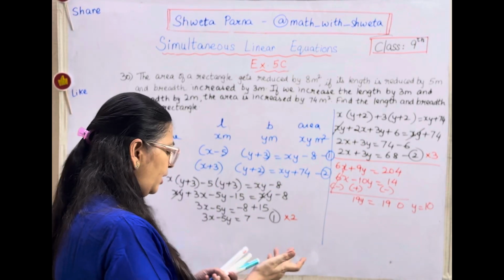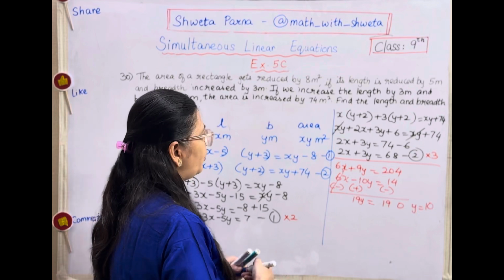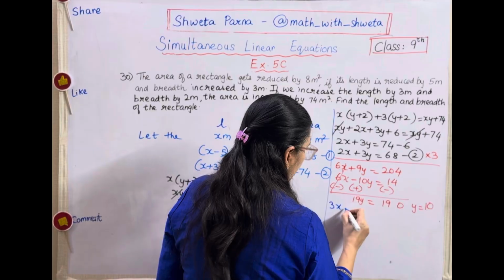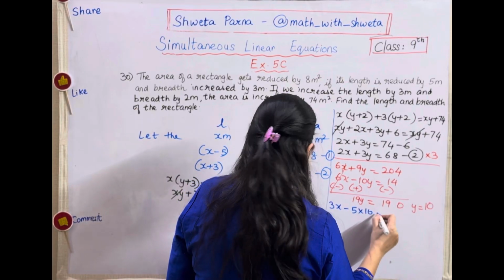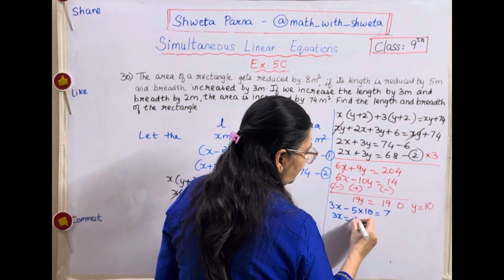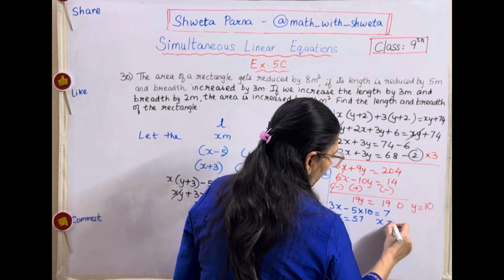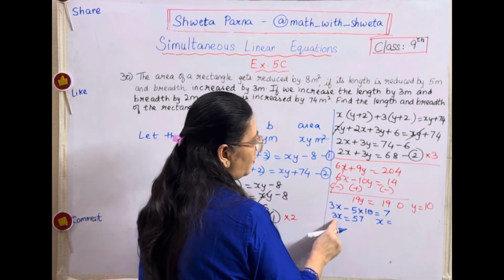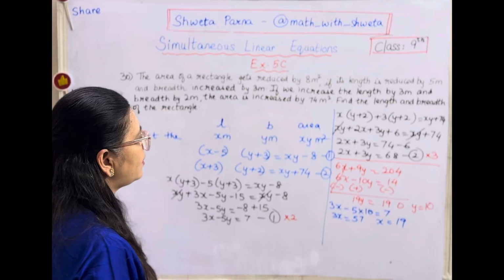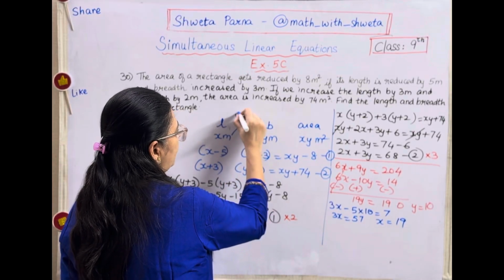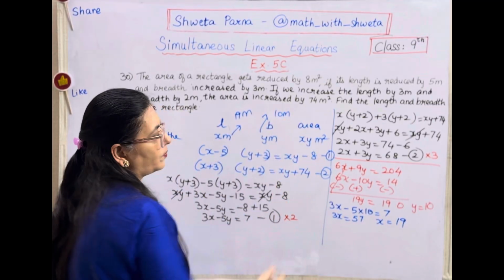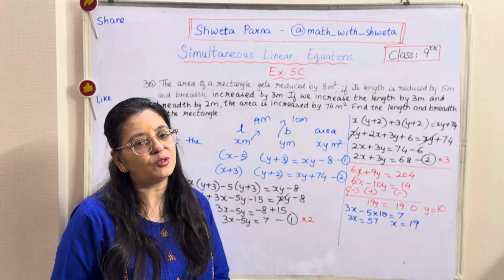Clear? Now in any equation substitute and find the value for x. So I substituted 3x minus 5 into 10 is equal to 7. So 3x is equal to 7 plus 50 is 57. So x is equal to 57 divided by 3. 3 ones are 3 to 9. Find the length and breadth. So what is the length? Length is 19 meter and breadth is 10 meter. I hope it's clear. Let's go to the next one.